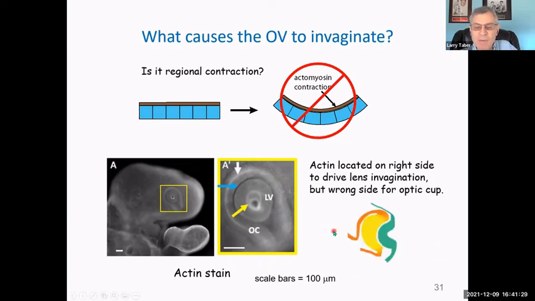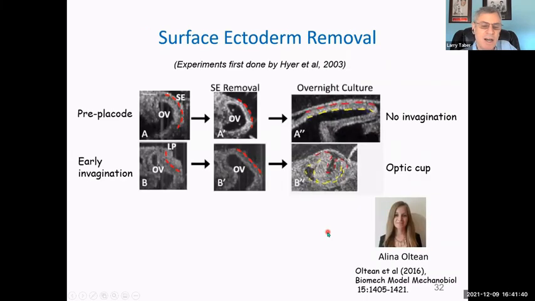And this has led some investigators to speculate that the lens, when it bends inward, simply pushes the optic vesicle inward, causing it to invaginate. But experiments by Jeanette Heyer's group seem to contradict this idea. And so we repeated these experiments to take a closer look at this problem. So Alina Otain here removed the surface ectoderm at different stages of invagination and then cultured the embryo overnight.